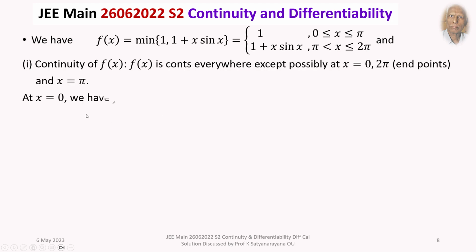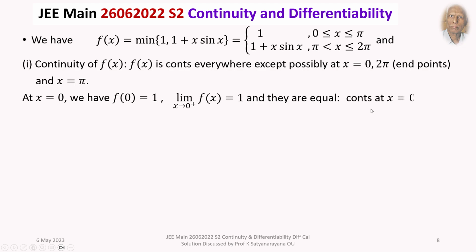Now, at x is equal to 0, the value of f of 0 is 1. Agreed. The limit as x tends to 0 plus, that is the right hand limit at 0 of f of x, is 1, and they are equal. Therefore, it's continuous at x is equal to 0. Agreed. At the other endpoint, x is equal to 2 pi.